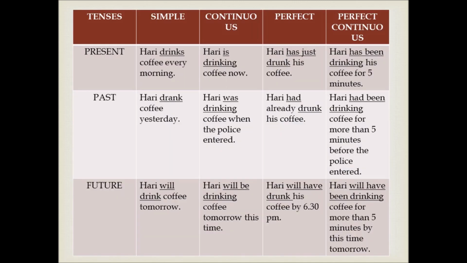So I have given you an example for all 12 tenses here. I am considering the V1 verb drink here. So drink is the verb that I considered. What I am doing is, using the verb drink, I am framing sentences in all 12 tenses. So you can go through this table, and what you have to do is consider a V1 verb and frame sentences for all 12 tenses here.